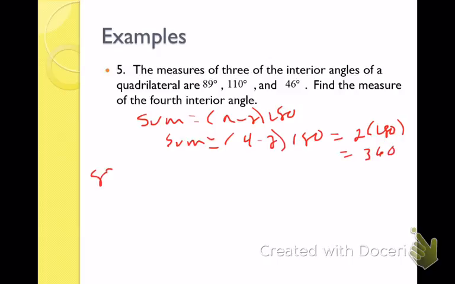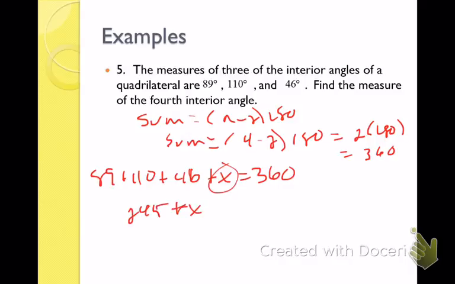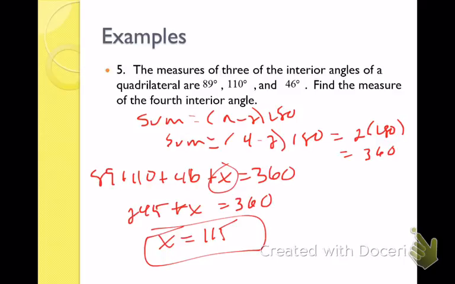Now, that means that when we add all 4 angles up, they have to add up to 360. We don't know what one of them is, so we'll let it be x. So we're going to add these up: 89 plus 110 plus 46. We get 245 degrees. Then we're going to subtract 245 from 360, and we get 115 degrees. So that fourth angle is 115 degrees. No problem, right?